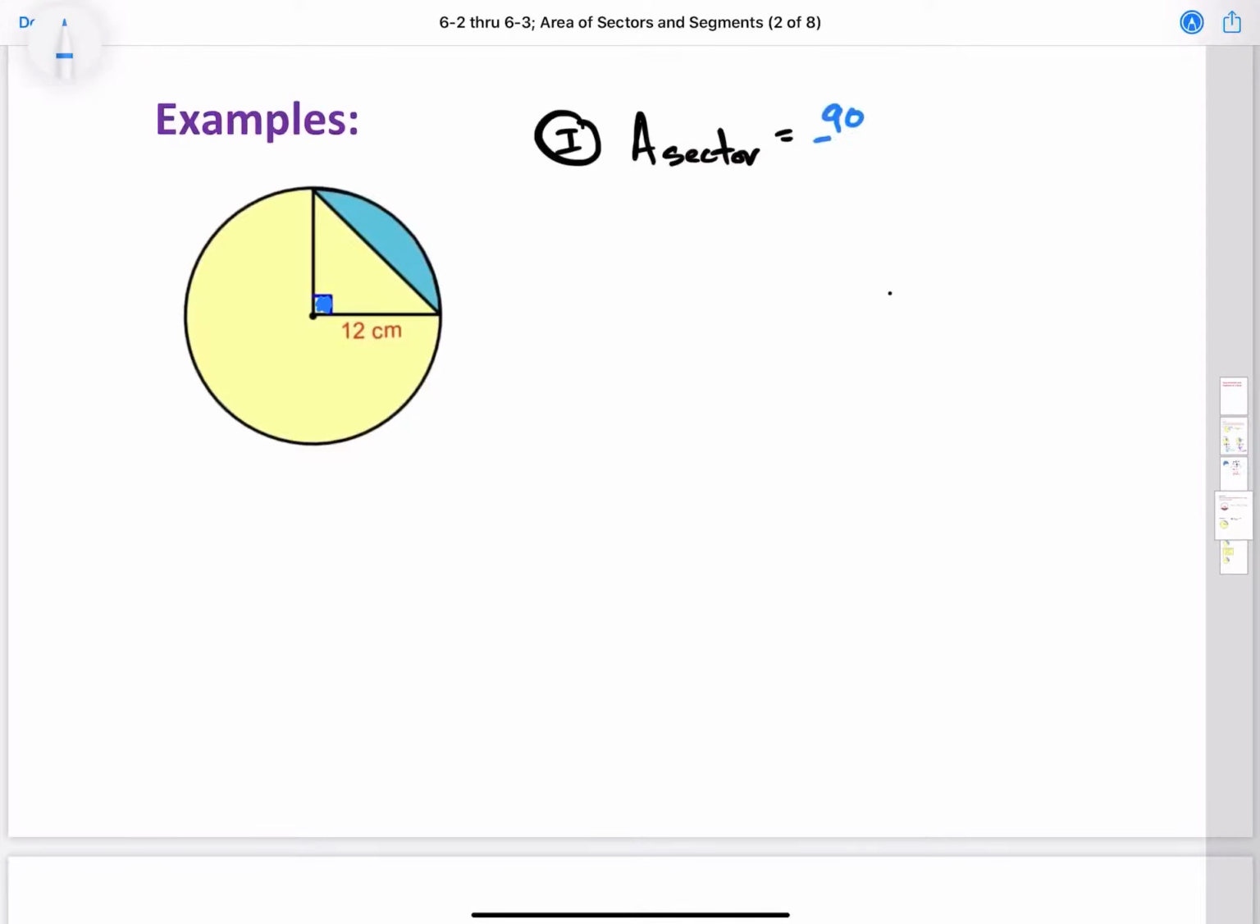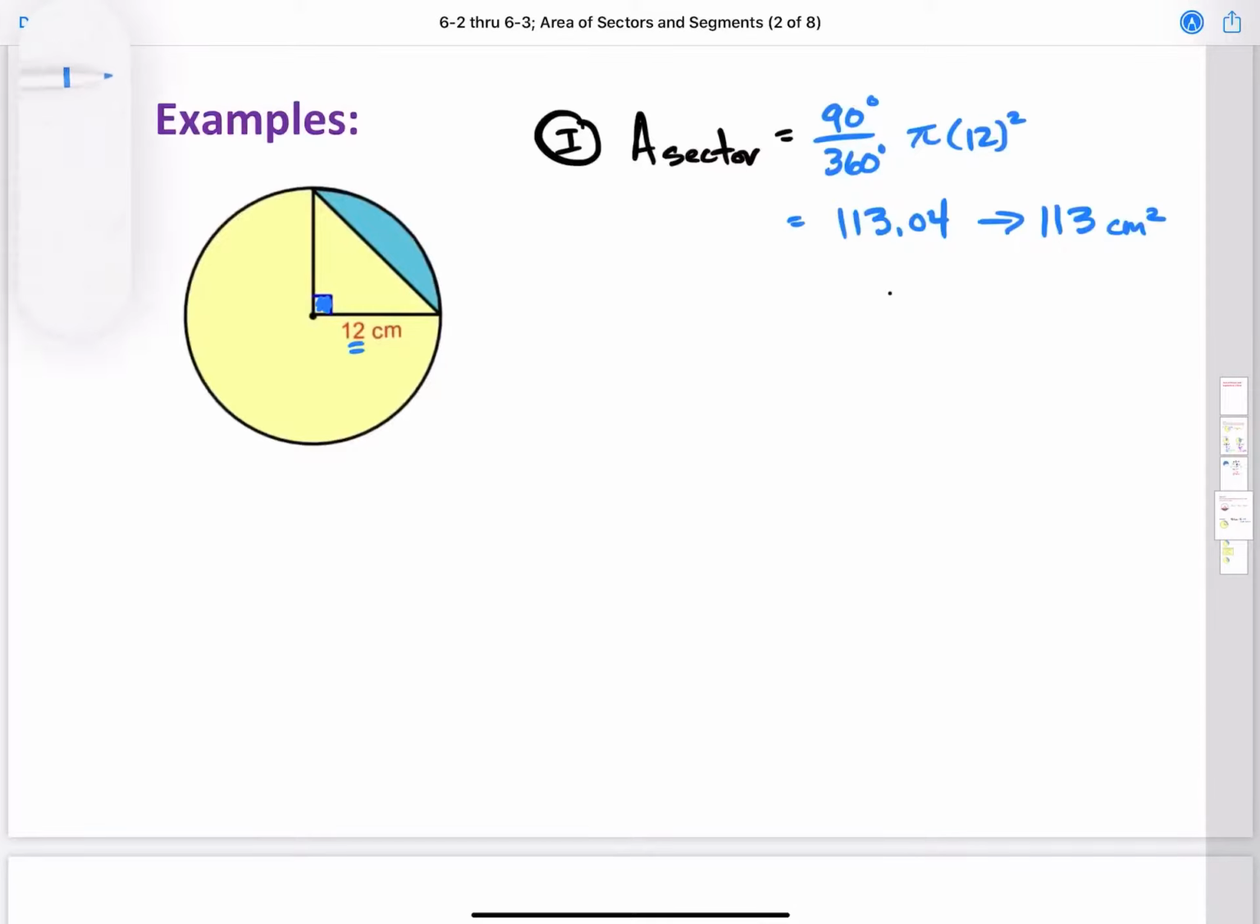So 90 degrees over 360, that's the fraction of our circle, and we're going to multiply it by the area of the circle, which is pi r squared. In this case, the radius is 12, so 12 squared. If we actually did the math, this ends up being 113.04. So we'll say it's about 113 centimeters squared if we want to round it to the nearest whole number. We'll say it's approximately 113 centimeters squared.